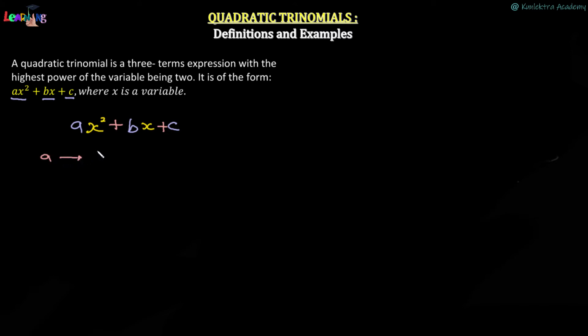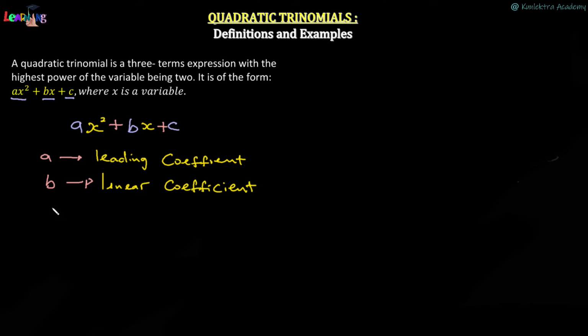What are leading coefficients? Leading coefficients are coefficients found in front of the variable with the highest power. Like for example, this is x squared. x here has the highest power of 2, and the coefficient in front of the x squared is what is called the leading coefficient. Now we have b. Our b is called the linear coefficient. Then our c is called the constant value, or the additive coefficient.